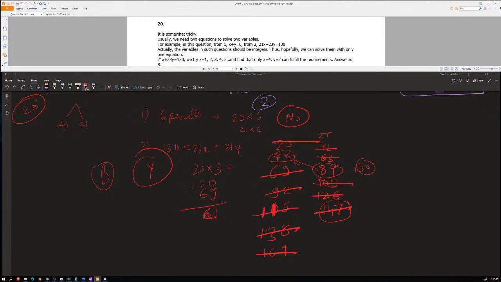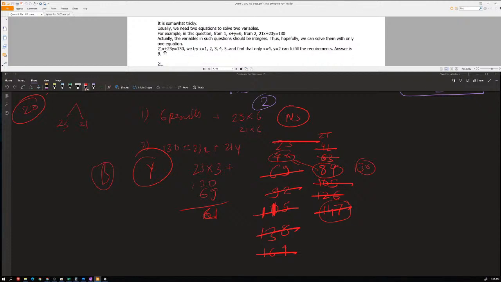This is somewhat tricky. Okay. Usually we need two equations to solve for the variables. For example, in question 1, from x plus y is equal to 6, from 2 21 to 130. Actually, the variables in such equations should be integers. Thus, hopefully, we can solve them with only one equation.